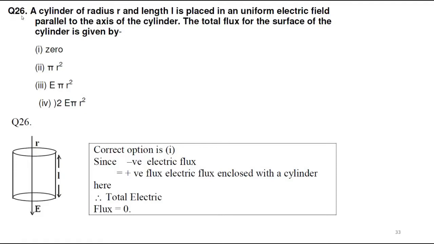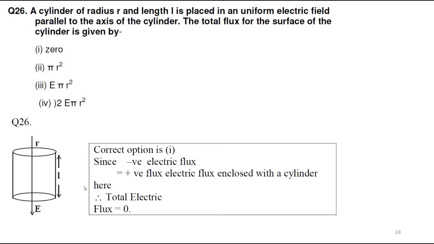Question number 26. A cylinder of radius r and length L is placed in a uniform electric field parallel to the axis of the cylinder. The total flux for the surface of the cylinder is given by option 1: 0, option 2: pi r squared, option 3: E pi r squared, option 4: 2 E pi r squared.